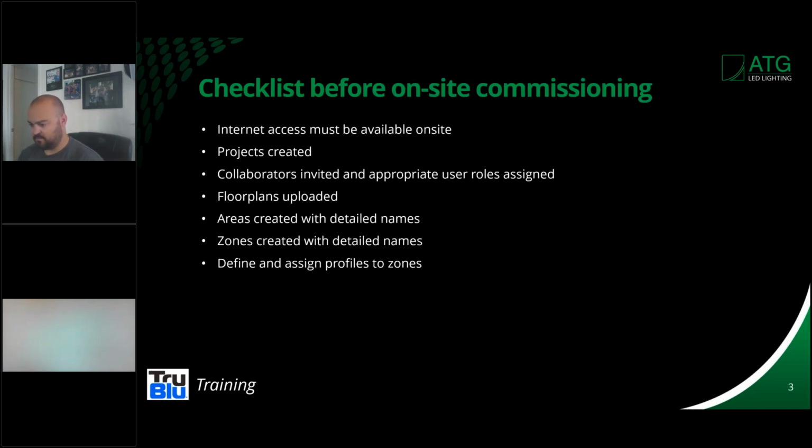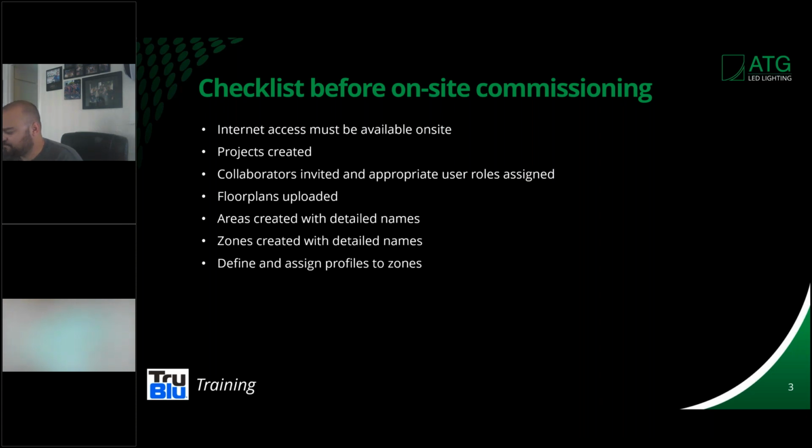So the first thing, with all the trainings that we've done in the past, when you're about to commission the job, you're actually going to be on site. So before that, you need to make sure of the following: number one, that internet access is available on site. That can be done through the facility's Wi-Fi system, or it can be done over your phone. If you have like 5G connecting, anything like that, you can do it over your phone.